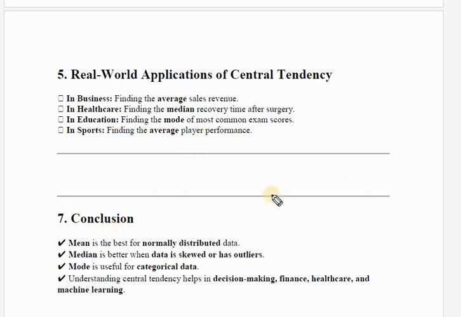To conclude, the mean is best if the data is normally distributed. The median is for data that is skewed or has outliers. The mode is used for categorical data. Understanding central tendency helps in decision making in finance, healthcare, and machine learning. We would apply all of these things.